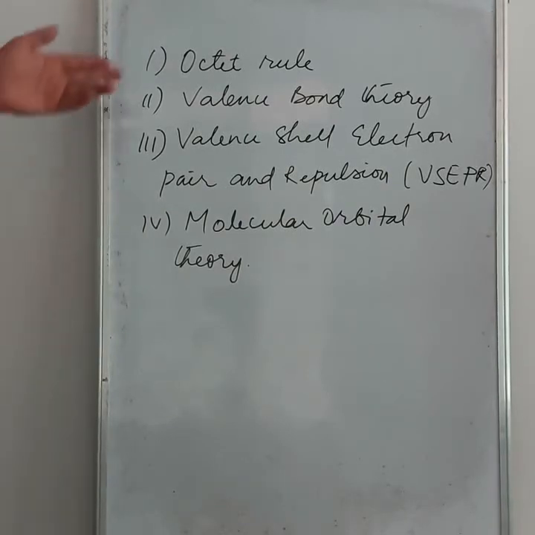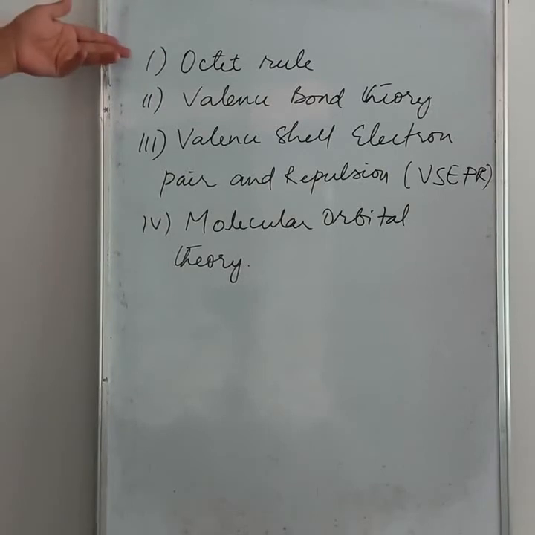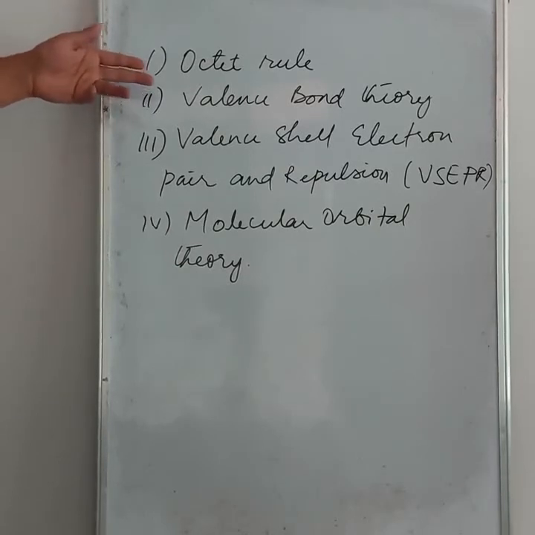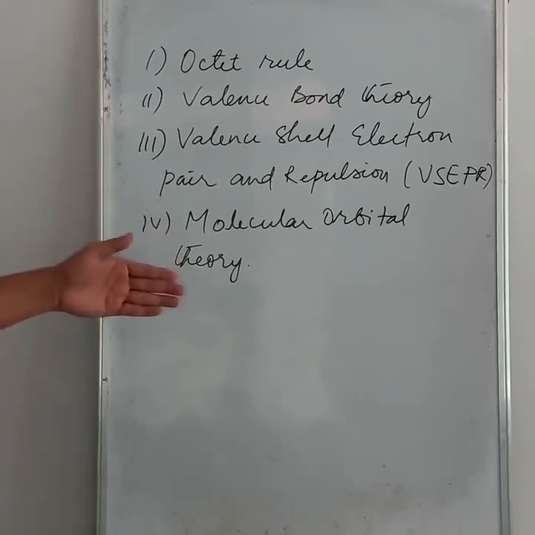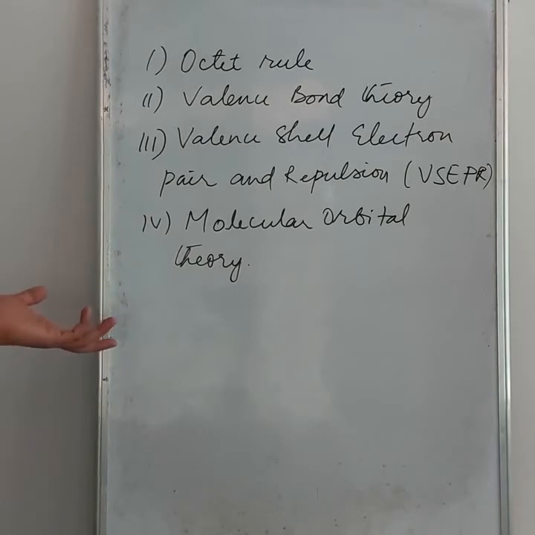Just like upgrades, the first one was the octet rule. From there, because of some anomalies, valence bond theory was adopted, and with certain modifications, valence shell electron pair repulsion theory came about, and then an upgrade of that was molecular orbital theory. This is the quantum approach. Then another one is crystal field theory, or adjusted ligand field theory, or simply ligand field theory.